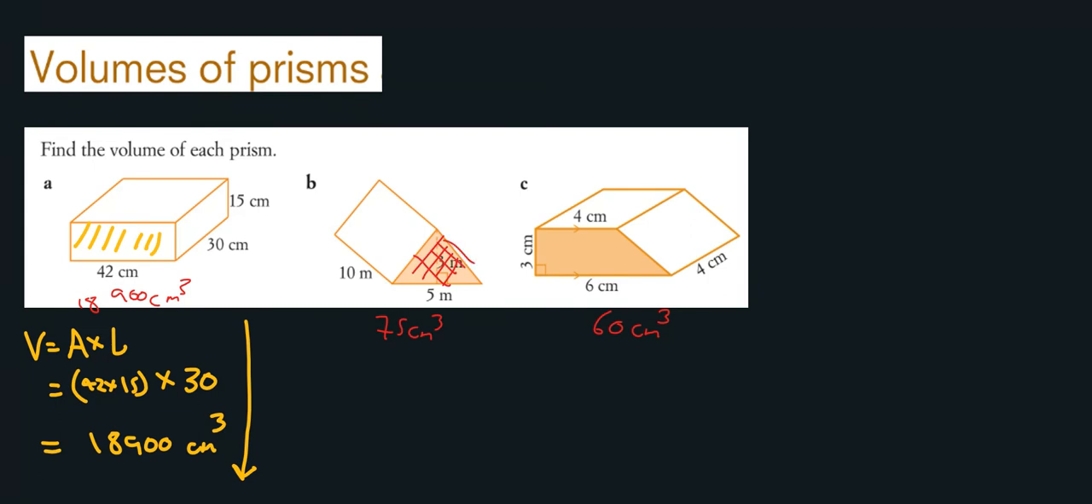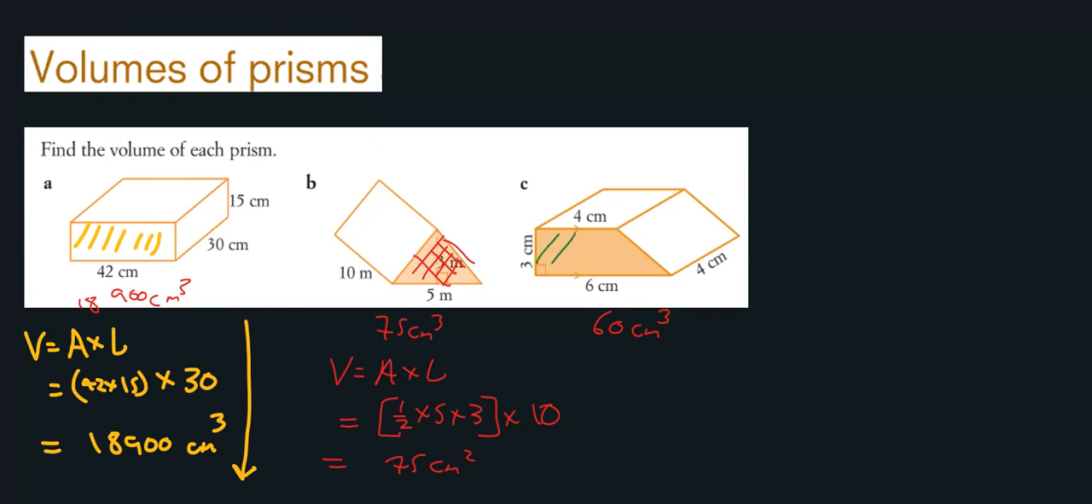So the cross section here is going to be this lovely thing. So the volume is going to be A times L. I'm going to use parentheses, half times 5 times 3, multiplied by the length, which is 10, and that gives us 75 centimeters cubed. Now hopefully you've all done C. If you haven't, pause the video, identify the cross section, and then calculate the volume.